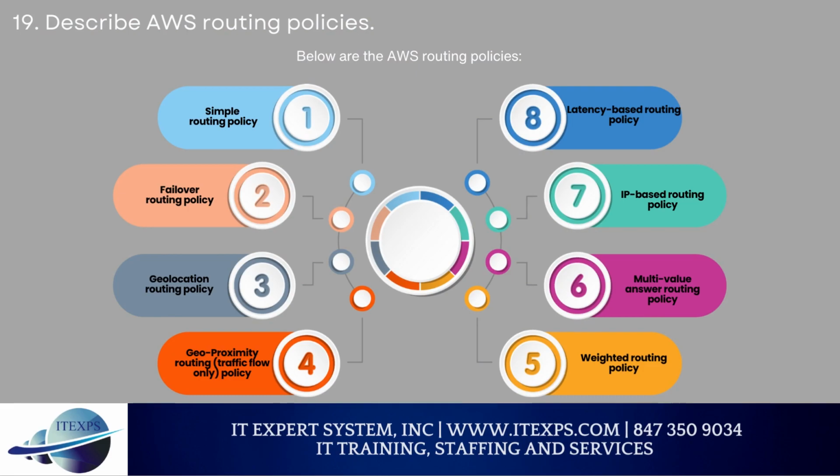19. Describe AWS routing policies. Below are the AWS routing policies. Simple routing policy. Failover routing policy. Geolocation routing policy. Geo-proximity routing, traffic flow only policy. Latency-based routing policy. IP-based routing policy. Multi-value answer routing policy. Weighted routing policy.